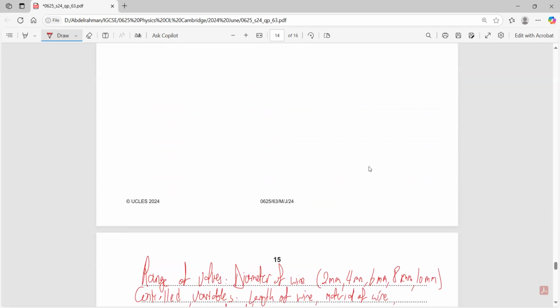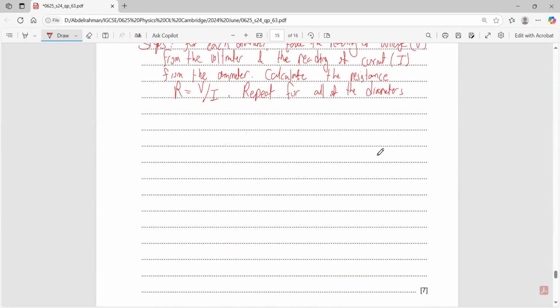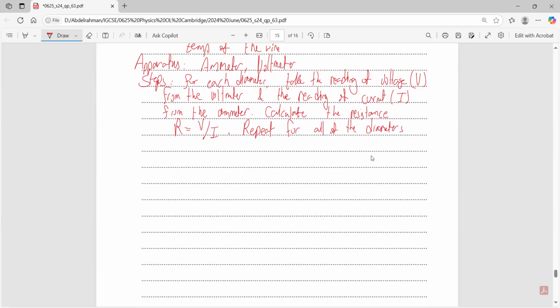And then, can I draw a table? Yes, I can draw a table. What are the readings that we take? First of all, what is the independent variable? The independent variable is the diameter in millimeters, and then the voltage or potential difference in volts, the current in amperes, and then the resistance in ohms.